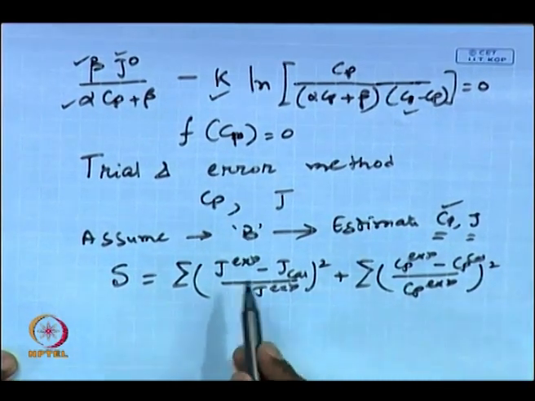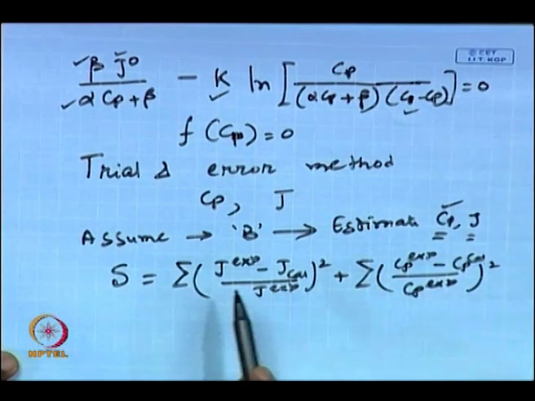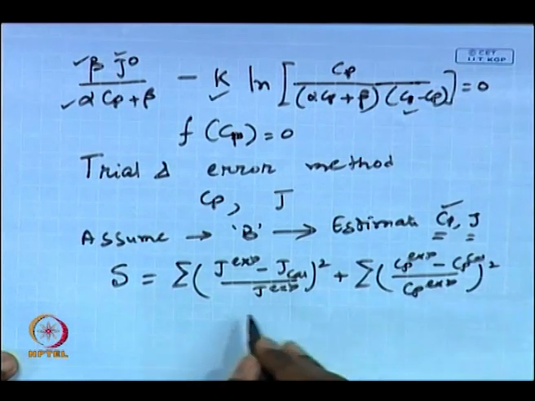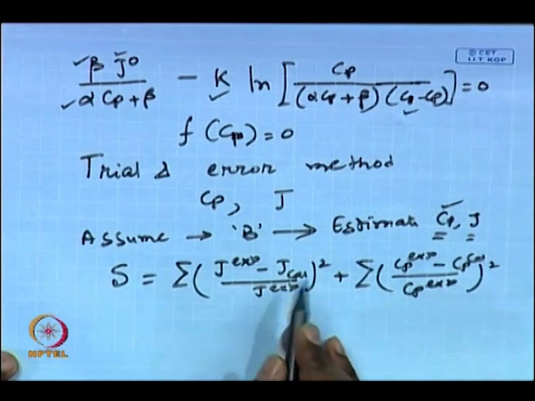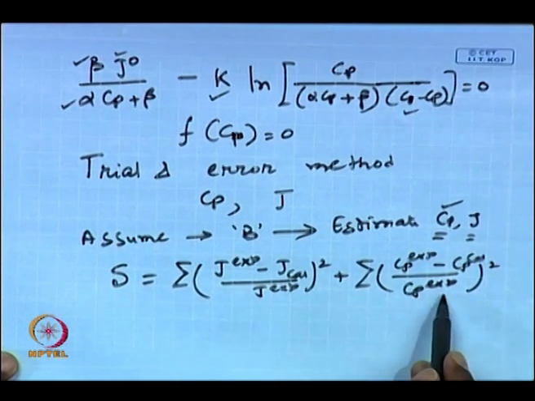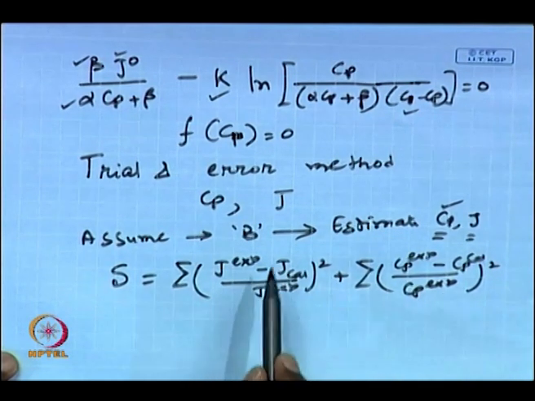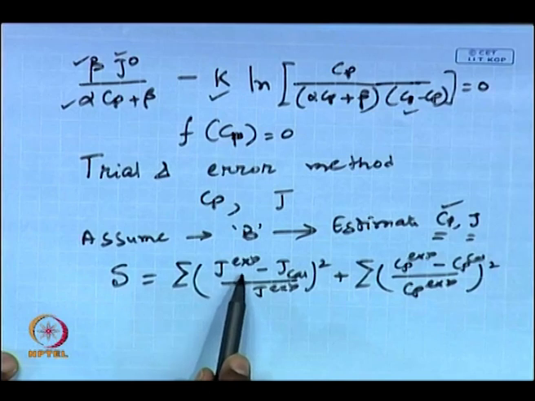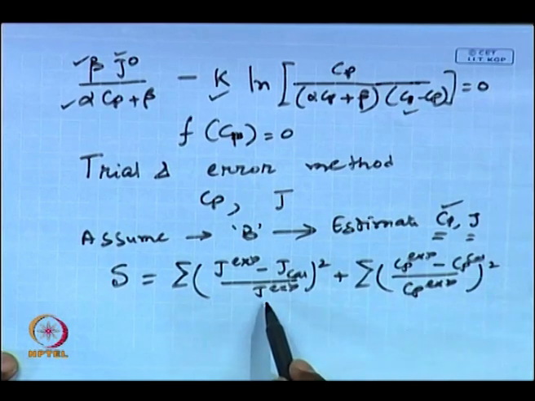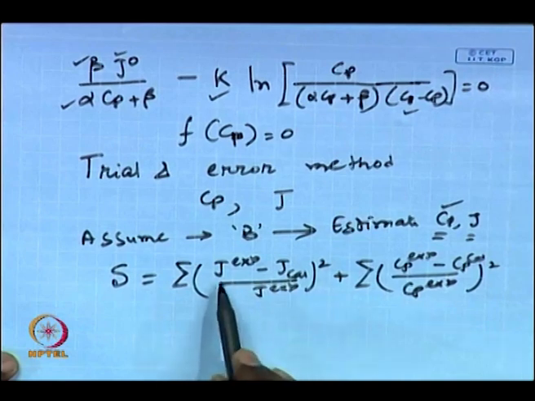Now, we compare with the experimental results, that means we compute the mean square difference, the sum of all square differences. Now, why is this divided by j experimental and this divided by Cp experimental? We can understand from the numerator. The numerator is basically the difference between the experimental value and the calculated value in both cases, Cp as well as j. It is divided by j because of the order of magnitude of the two quantities.